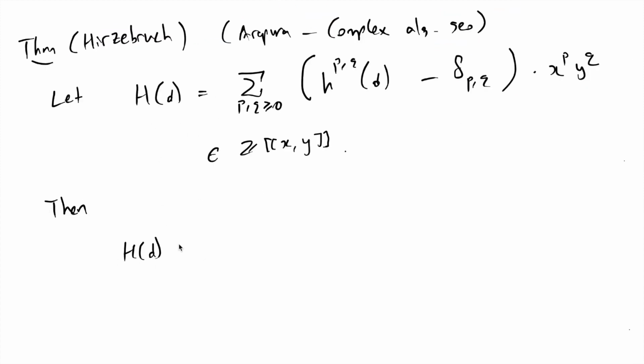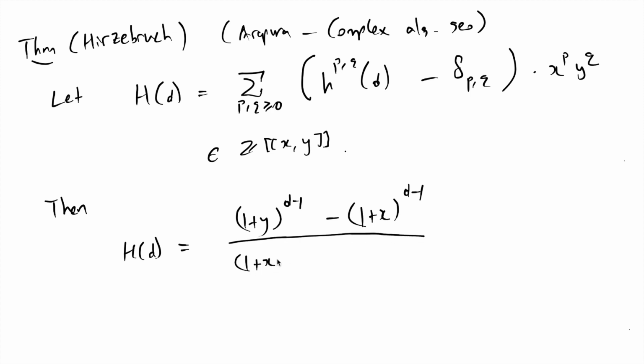Okay, so then H_d equals ((1+y)^{d-1} - (1+x)^{d-1}) divided by ((1+x)^d y - (1+y)^d x). So the statement is that I've written a rational function here. This admits a power series expansion, and you just compute this power series expansion and read off the terms. And these terms will give you the dimensions of the Hodge groups. I don't want to just leave you with that. Let me show you how, let's say, SageMath handles this expression to give you the Hodge numbers.